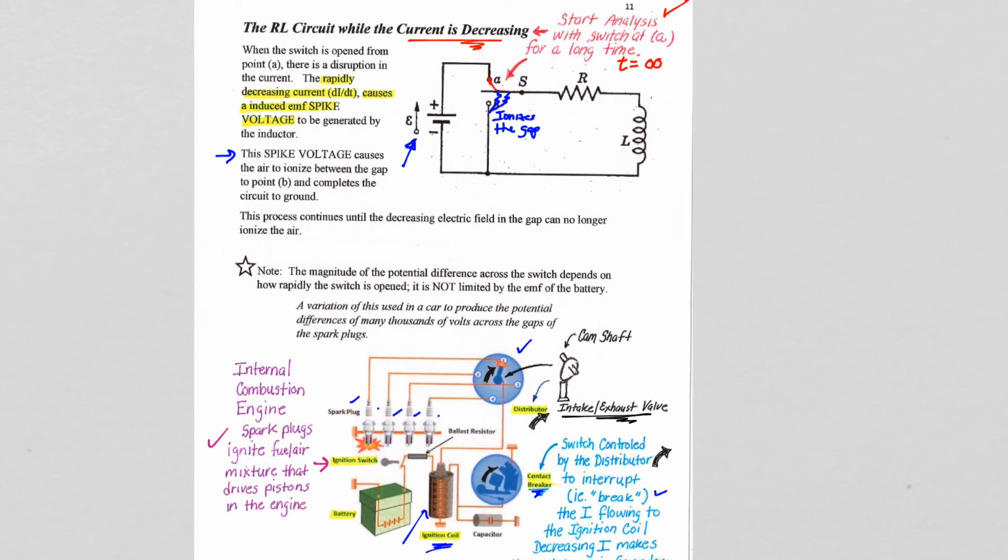Now, in our next lesson, we'll talk about the mathematics involved in looking at the RL circuit as the current decreases, just like we looked at the RC circuit in both the charging and discharging cases.